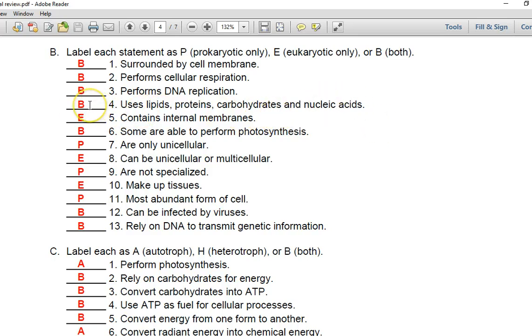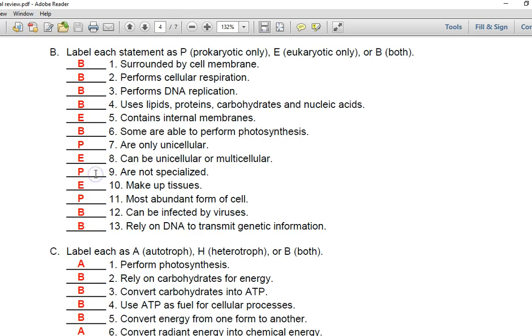That would be B. All living things use those biomolecules. Number 5, contain internal membranes, only eukaryotes. Number 6, performing photosynthesis is characteristic of both prokaryotes and eukaryotes, so that would be B. Number 7, are only unicellular, prokaryotes. Number 8, can be unicellular or multicellular, that would be eukaryotes.